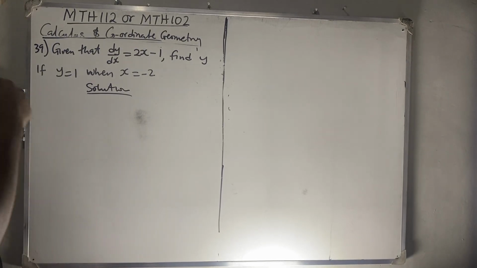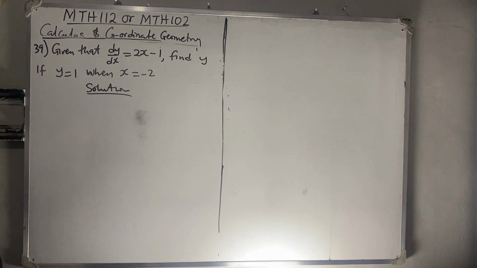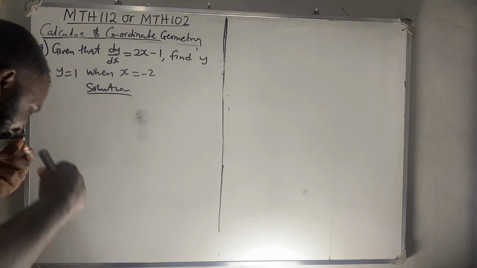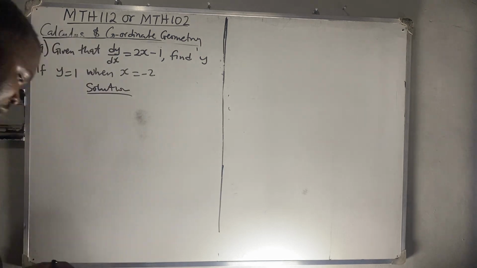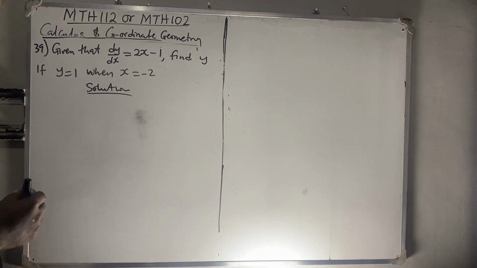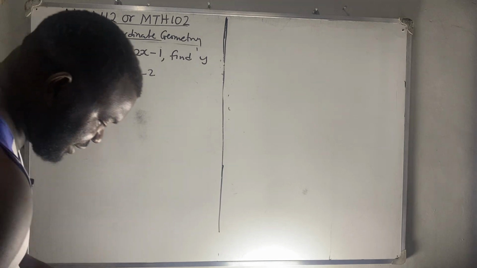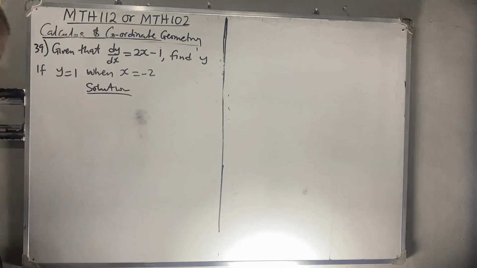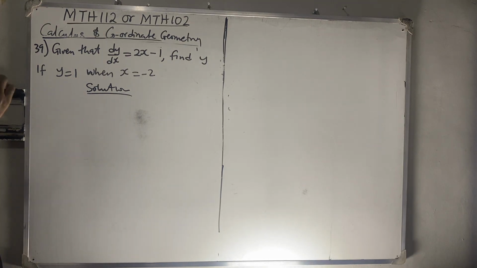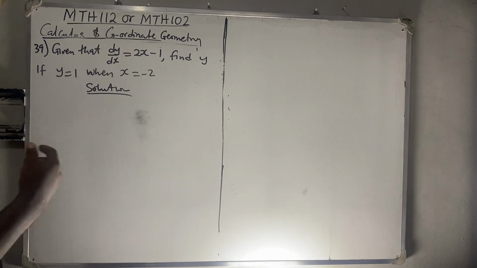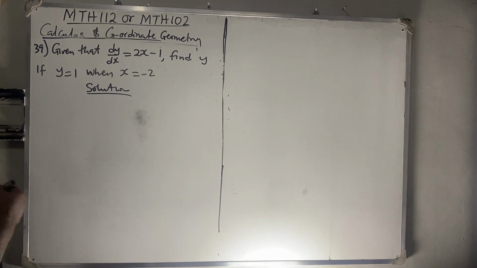In this video, we are asked to find y if dy/dx is equal to 2x minus 1 and if y is equal to 1 when x is equal to minus 2. To solve this, we are going to apply a first order differential equation, or we can apply direct integration. Any of them is giving us the same answer. Okay, they are the same thing. So this is a first order differential equation, and we can apply direct integration or the separable method. Any one will give us the same answer.